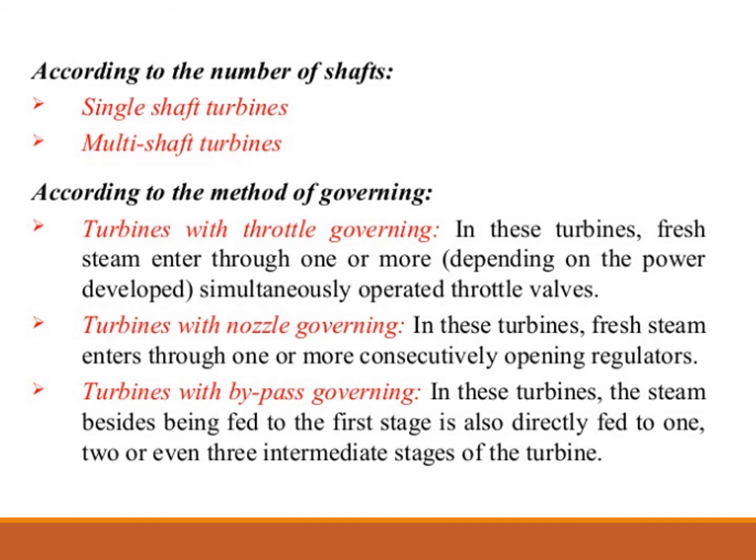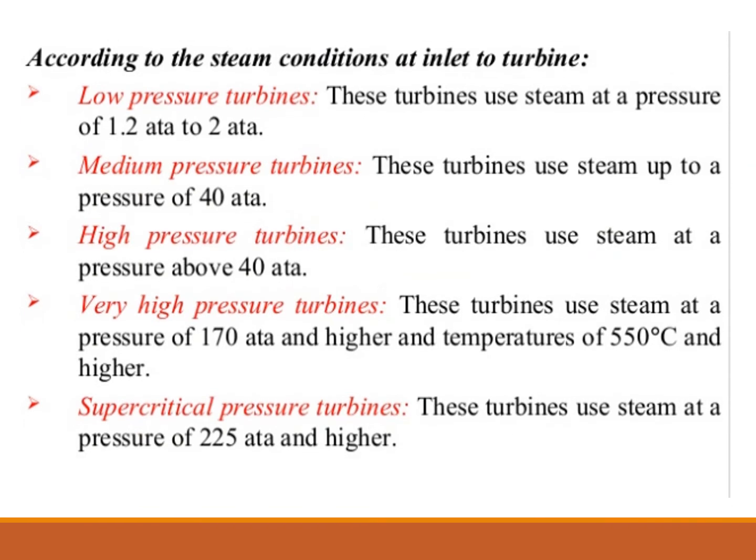Fifth, according to the method of governing, turbine with throttle governing, turbine with nozzle governing, turbine with bypass governing. Sixth, according to the steam condition at inlet to turbine, low pressure turbine, medium pressure turbine, high pressure turbine, very high pressure turbine and supercritical pressure turbine.